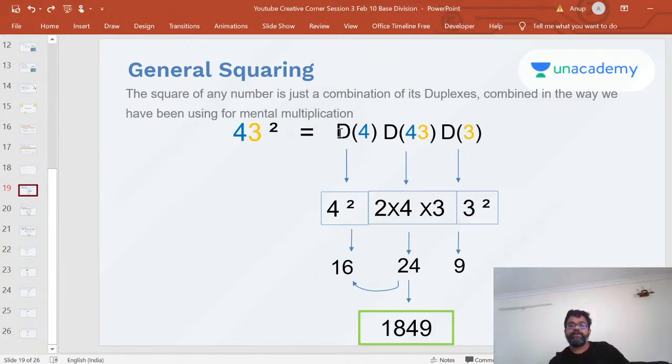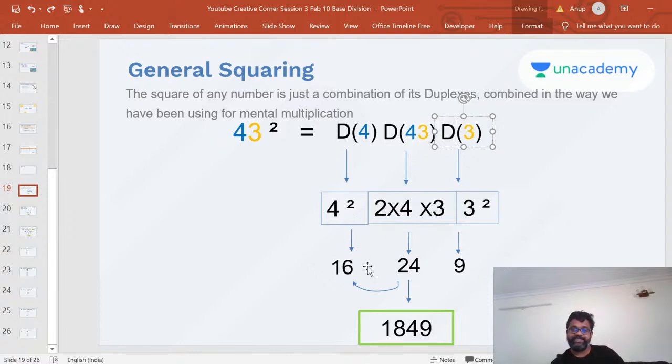So here you go. The square of 43. So what did I say? First you find out the duplex of 4, then you find out the duplex of 4 and 3, the duplex of 3, and combine them together. So the duplex of 4 is 4 squared, duplex of 4 and 3 is 2 into 4 into 3, and duplex of 3 is 3 squared.